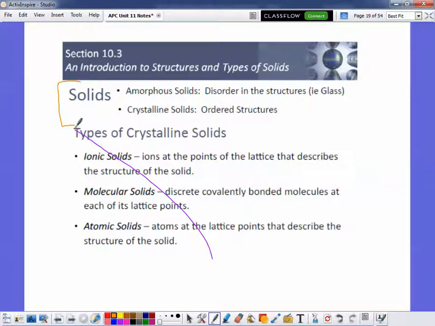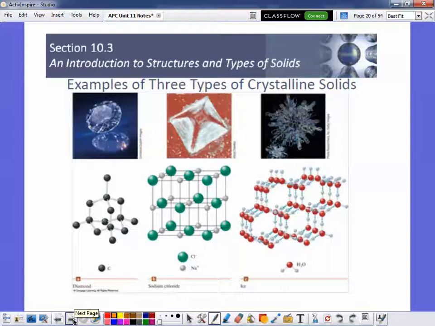Two types of solids, amorphous and crystalline. An amorphous solid has disorder in the structure, for example glass, whereas crystalline has ordered structures. So our crystalline solids are going to be things like our ionic compounds. There's a very specific order to those solids. So some examples: here's a diamond, and then we have sodium chloride. See how that's a very ordered crystalline structure. And then here is solid water, or ice, if you will.